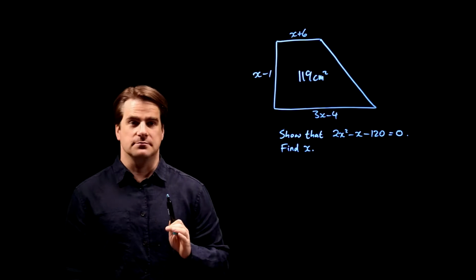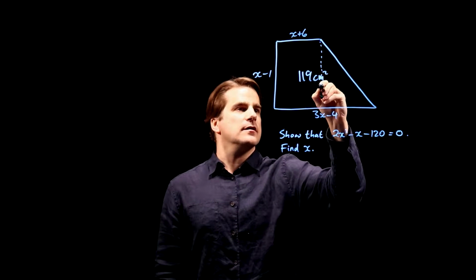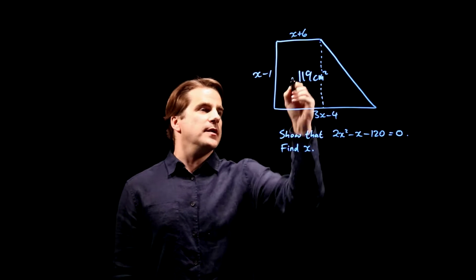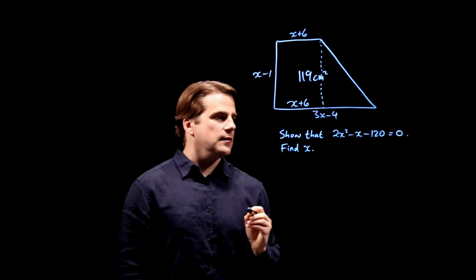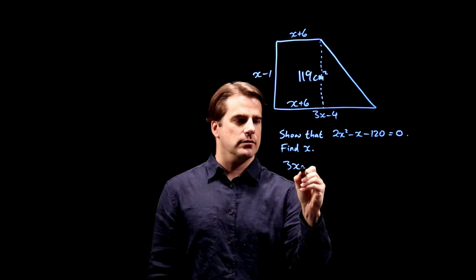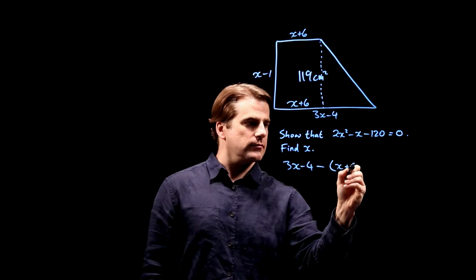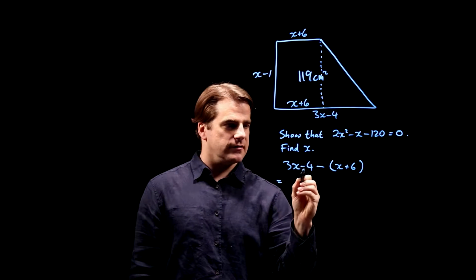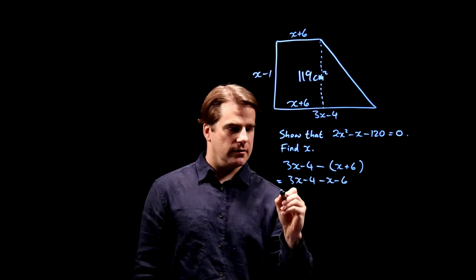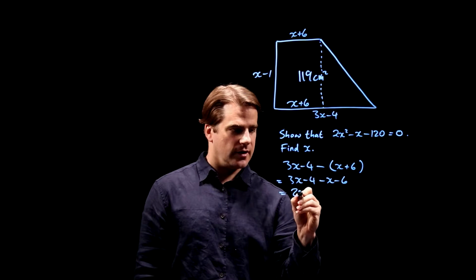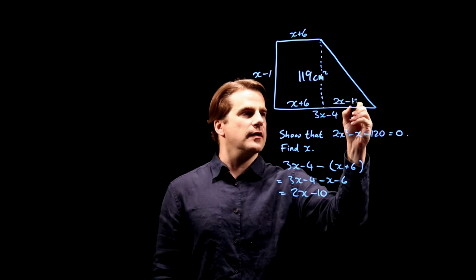So let's do it. Okay, well, the obvious way to divide this up is down there, which means this bit here is x plus 6, and this bit here must be 3x minus 4 minus x plus 6, which is 3x minus 4 minus x minus 6. 3x minus x is 2x, minus 4 minus 6 is minus 10. So that's 2x minus 10.